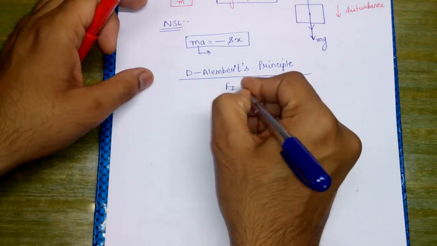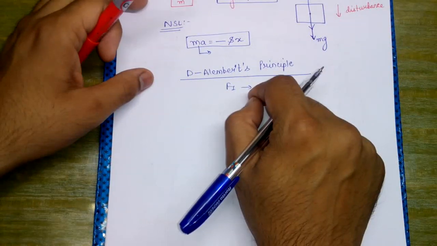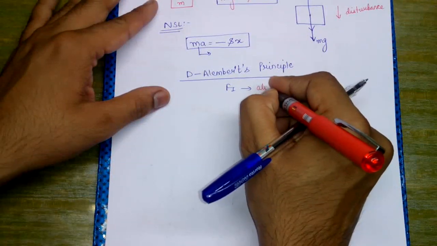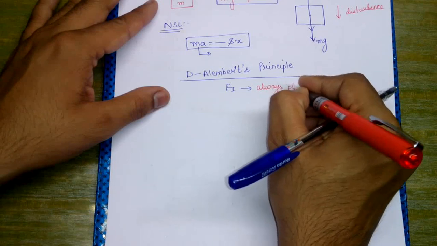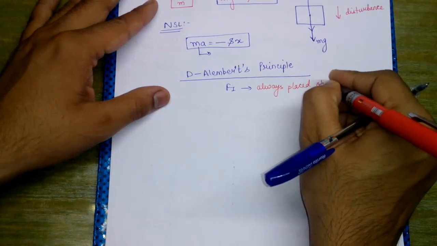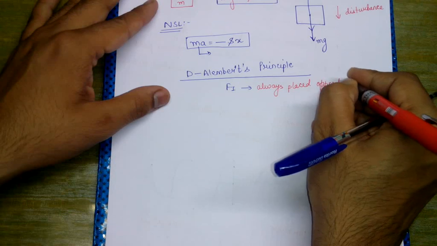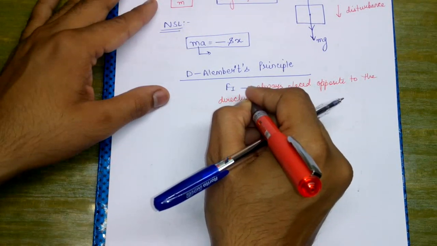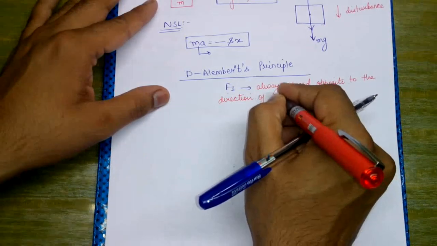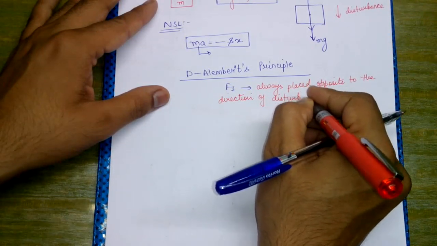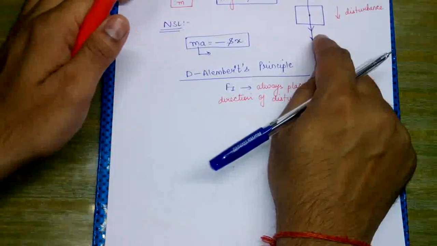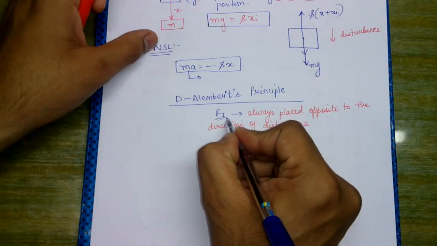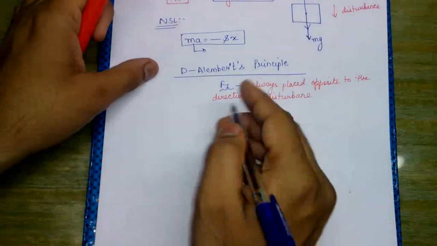ठीक है, यहाँ हम क्या करेंगे, हम यहाँ पर एक इनर्शिया फोर्स लगाएंगे। We will apply an inertia force such that it is always placed opposite to the direction of disturbance. Now, if you look at the above system, the disturbance has been created in the downward direction, so this Fi, that is the inertia force, will be applied in the upward direction.